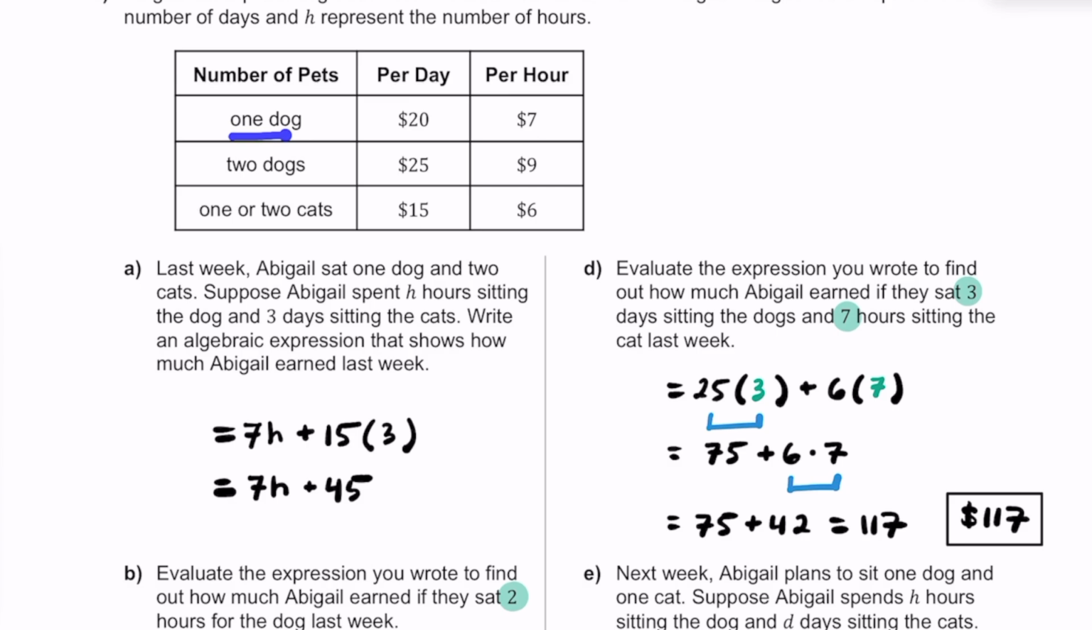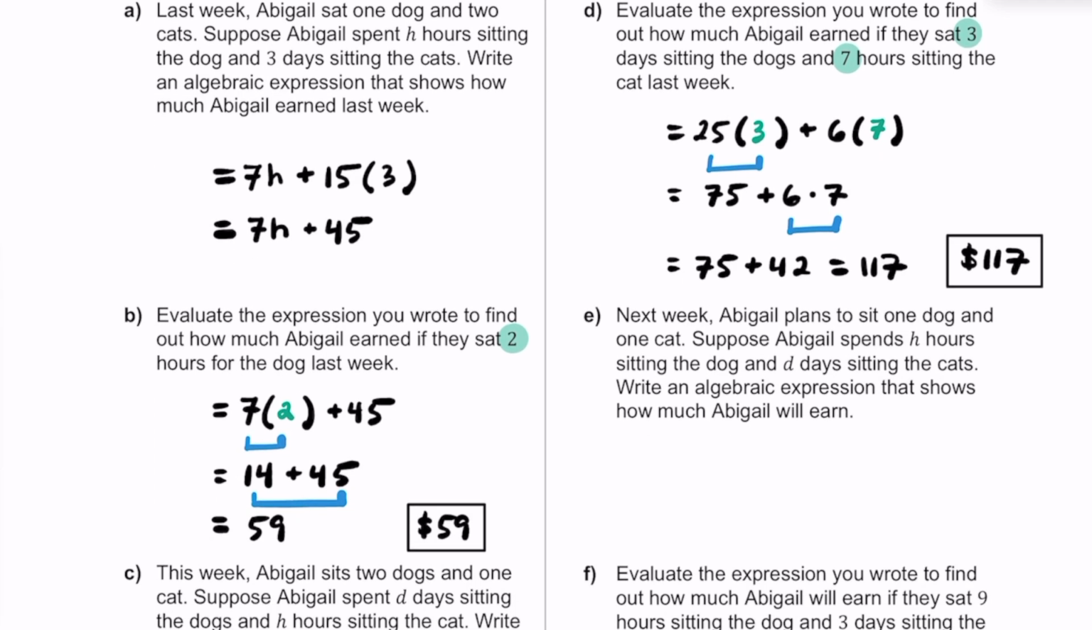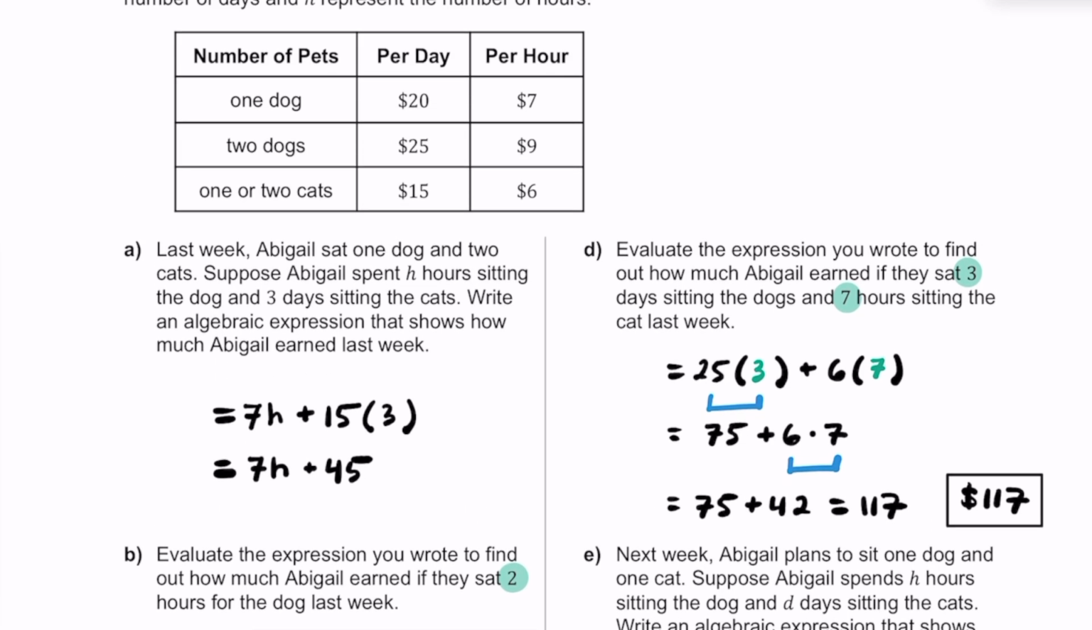So 1 dog, and we're talking about hours. So that's over here. So that's going to be $7 per hour. So let's go ahead and write the expression: $7 per hour. That's with the dog, right? And then it's going to be D days with the cats. So let's see, she's going to make some more money with the cats.